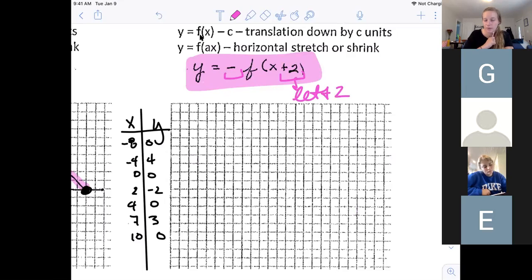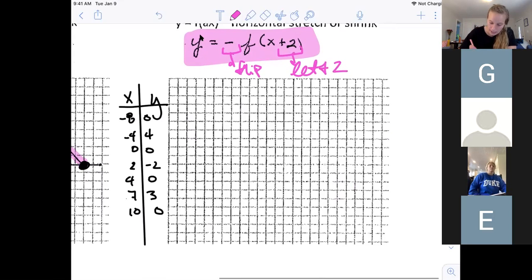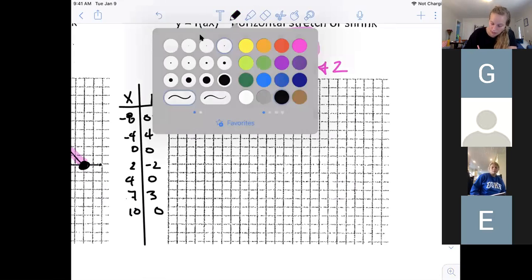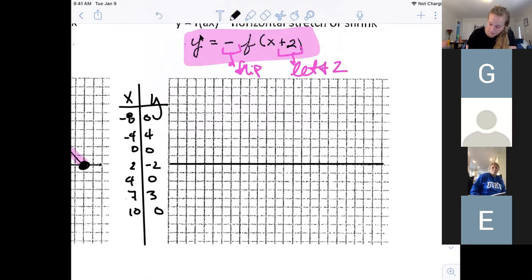For sake of time, I'm not really having you tell me, but I want you to think it in your head. If you said left 2, good job. And the negative flips my graph over. It flips it over the x-axis, flips it up and down. Like I've said before, I like to do two graphs just because I'm afraid of messing up. So I'm probably going to do my left 2's and then I'm going to flip it.